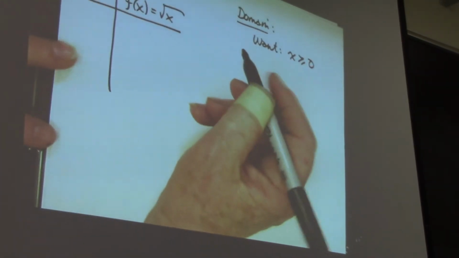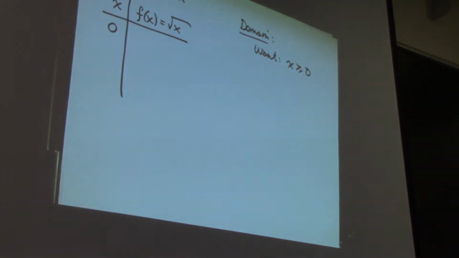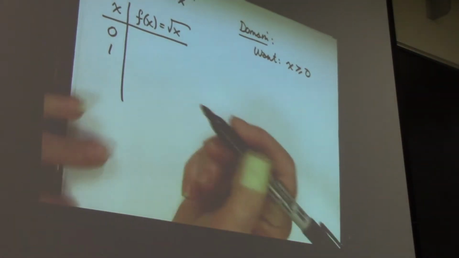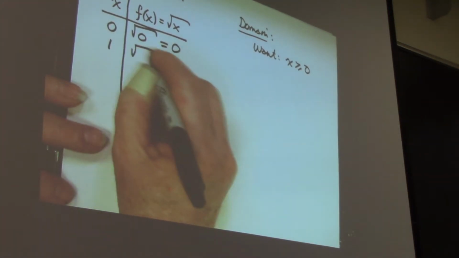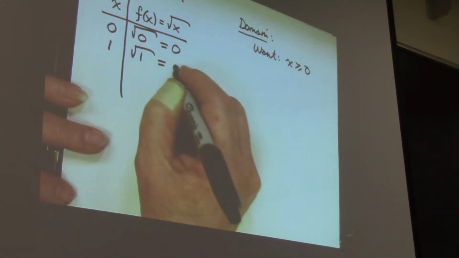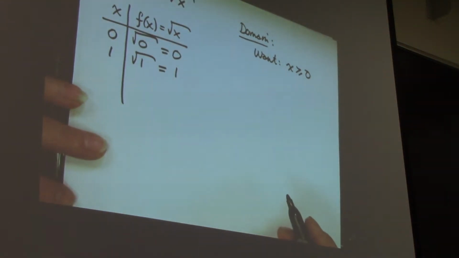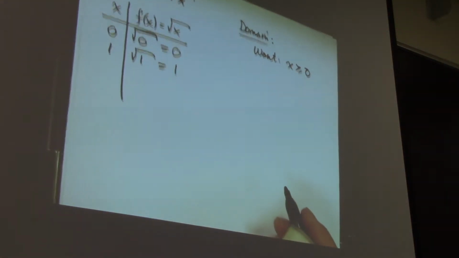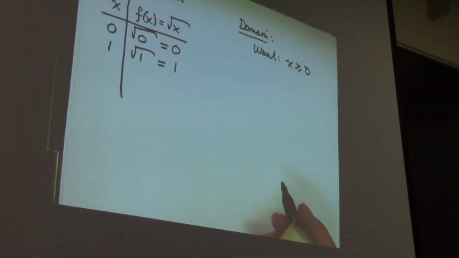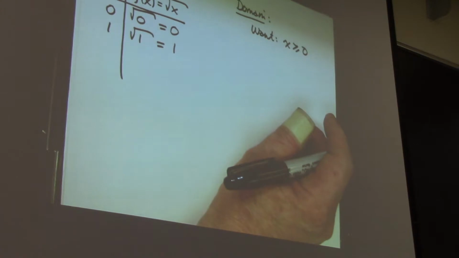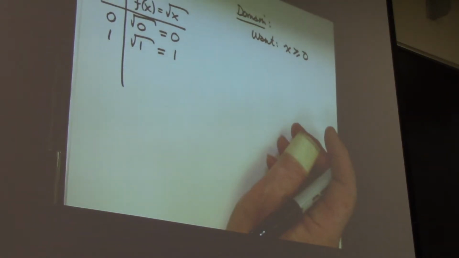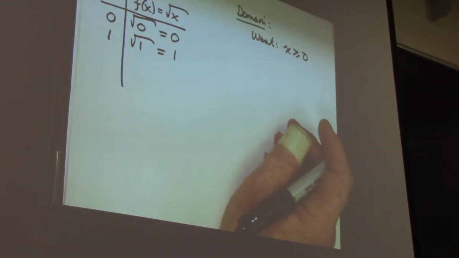Okay, so in my table of values, I'm only going to plug in 0 and positive x's. If x is 0, the square root of 0 is 0. If x is 1, the square root of 1 is 1. Now, why don't I plug in x's where I can find the y values exactly, instead of having to get out my calculator and approximate irrational numbers?